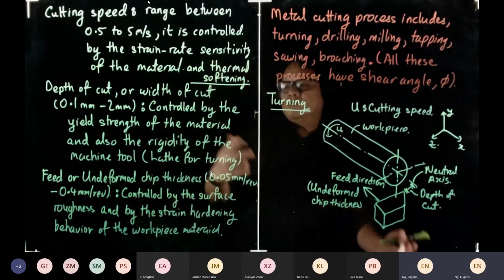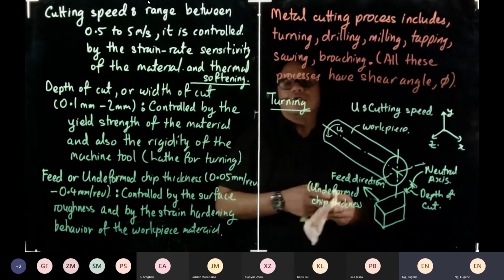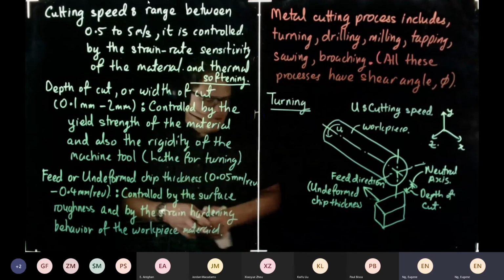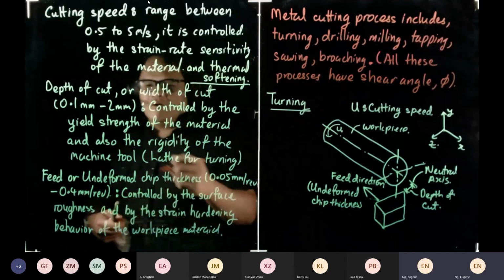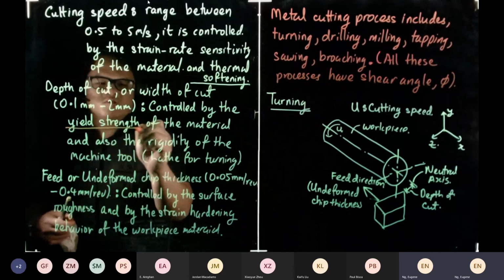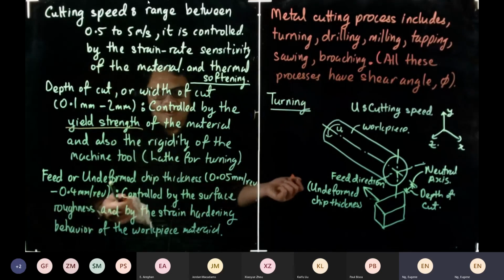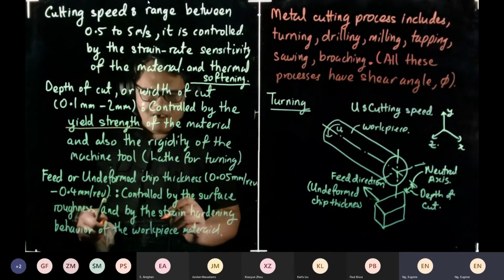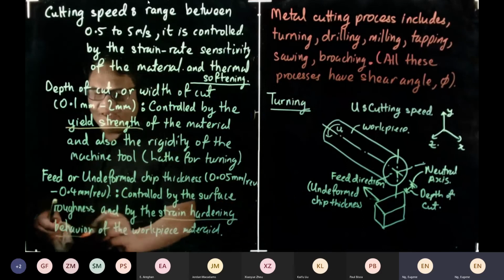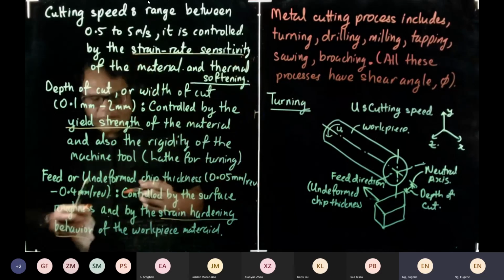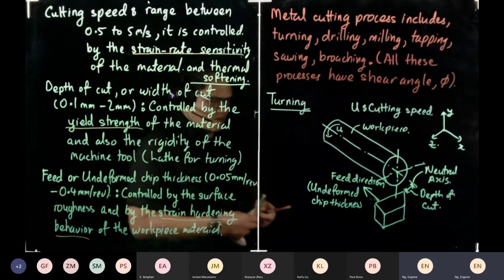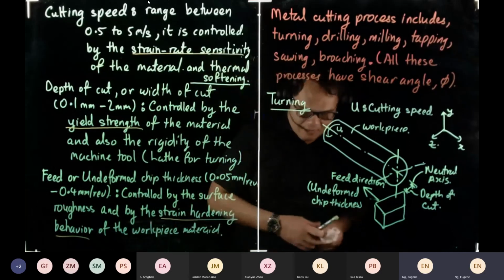So turning. When do we use turning? But before I go on, you can observe a few terms that you've seen before, right? It depends on the yield strength. The yield strength in Johnson Cook is our A, and this is controlled by our strain hardening behavior. This is your B and N. It is controlled by your strain rate. This is C. Thermal softening is your M.